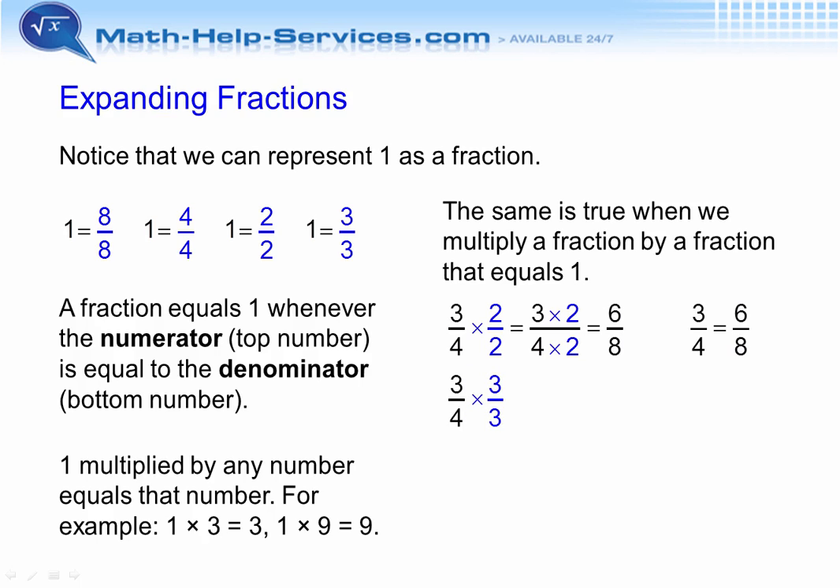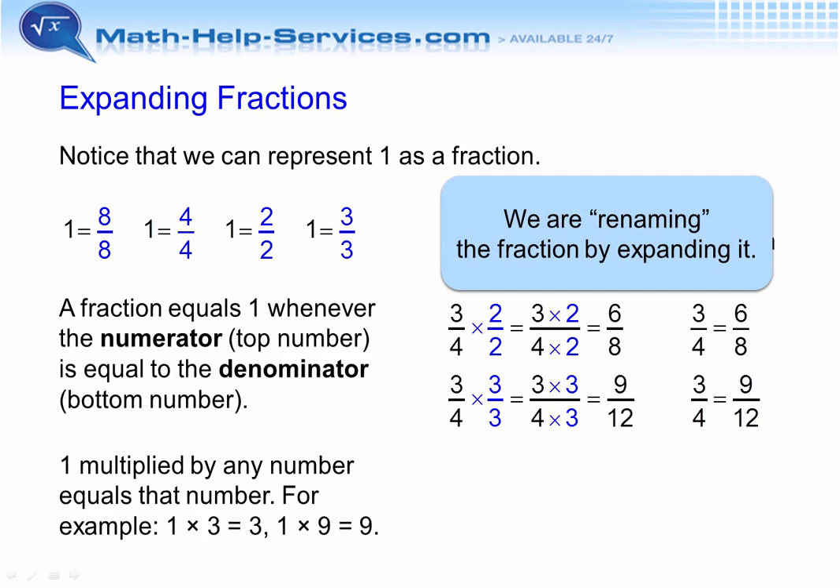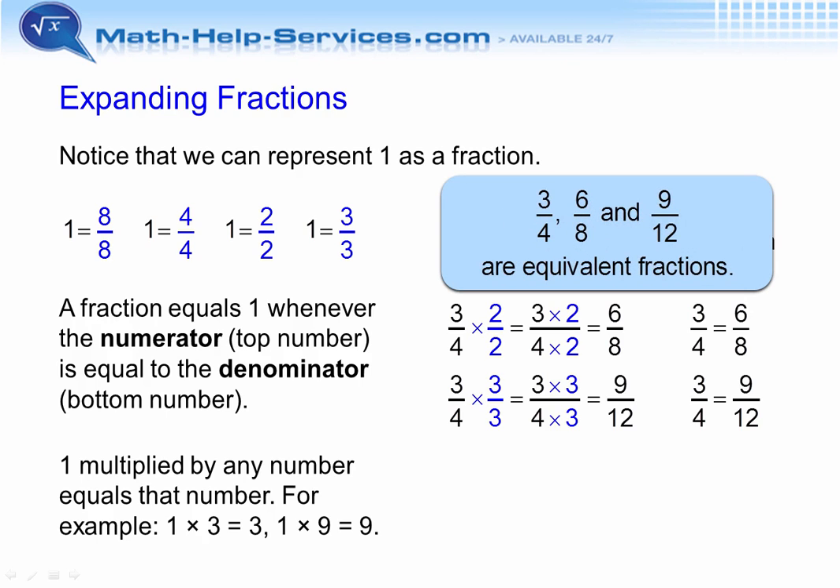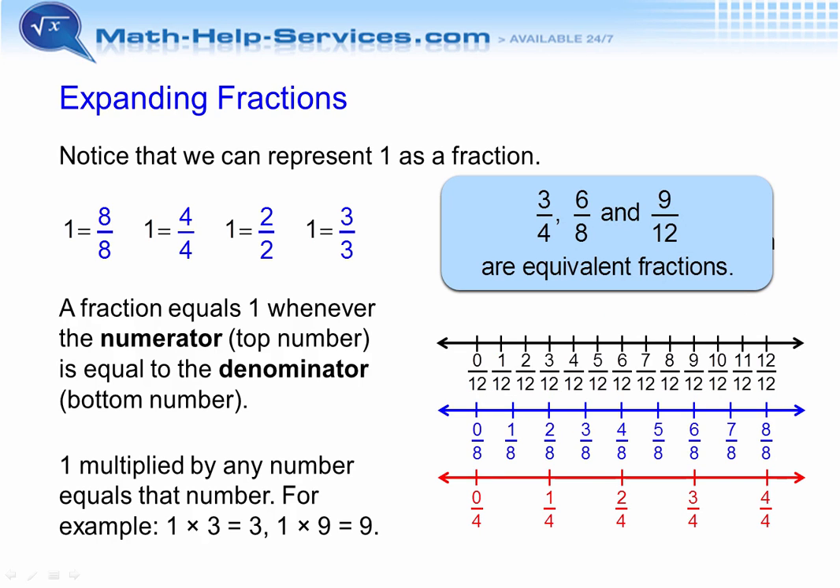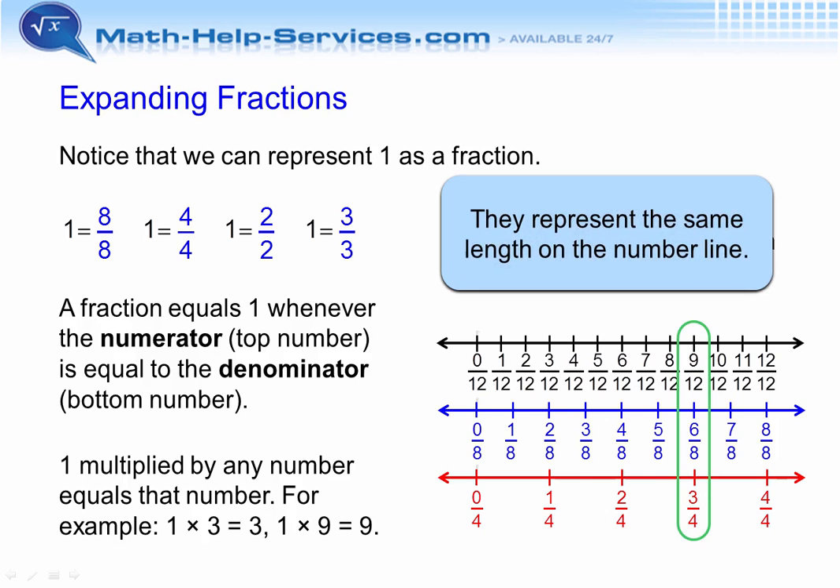We can also take 3/4 and multiply it by 3/3. Multiplying on the top, we get 9, and on the bottom, we get 12. So 3/4 is equal to 9/12. We are renaming the fraction by expanding it. 3/4, 6/8, and 9/12 are equivalent fractions. If we look at a number line, we can see that they're equivalent. They represent the same length.